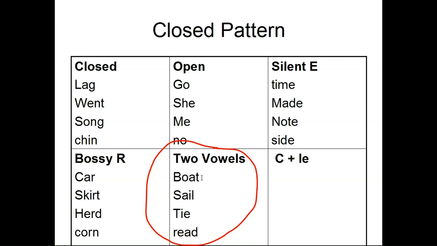vowel is making. And the child will notice that it is saying its name, that the first vowel is saying its name, and the second vowel is being completely quiet. Again, that's very similar to what was happening with that silent E pattern. That second vowel, which happened to be the E, was completely quiet. The same thing has happened here with the two vowels. The second one is being completely quiet.